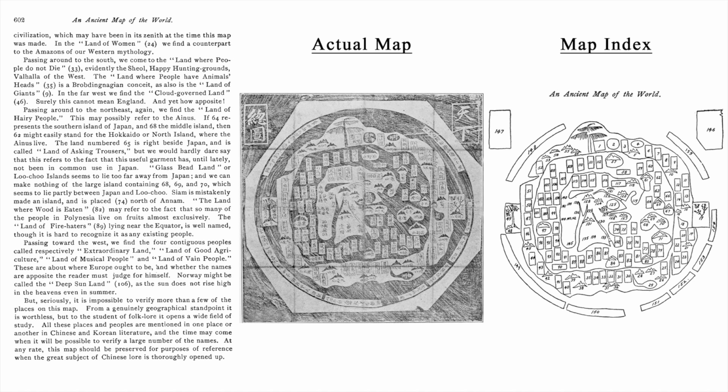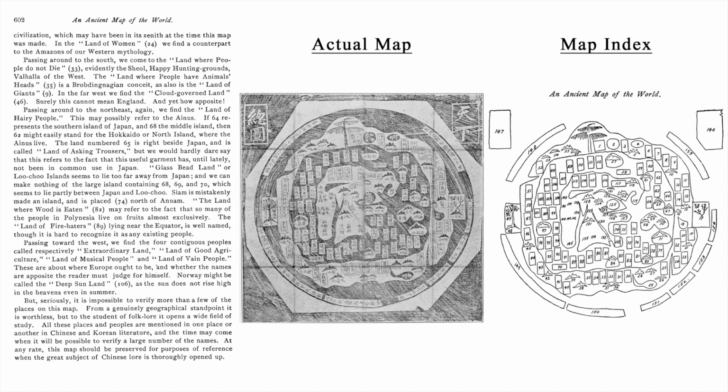The land numbered 65 is right beside Japan and is called the land of asking trousers, but we would hardly dare say that this refers to the fact that this useful garment has until lately not been in common use in Japan. Glass Bead Land or Luchu Islands seems to lie too far away from Japan, and we can make nothing of the large island containing 68, 69, and 70, which seems to lie partly between Japan and Luchu. Siam is mistakenly made an island and is placed north of Annam.